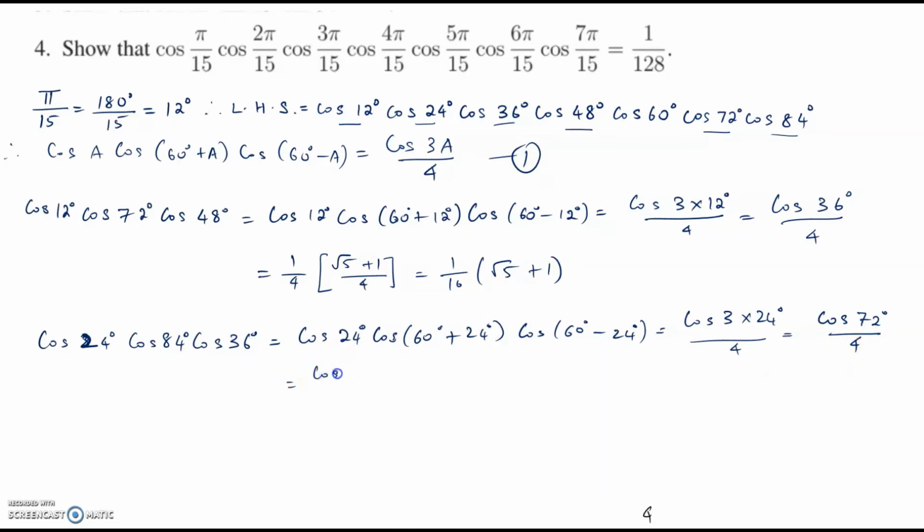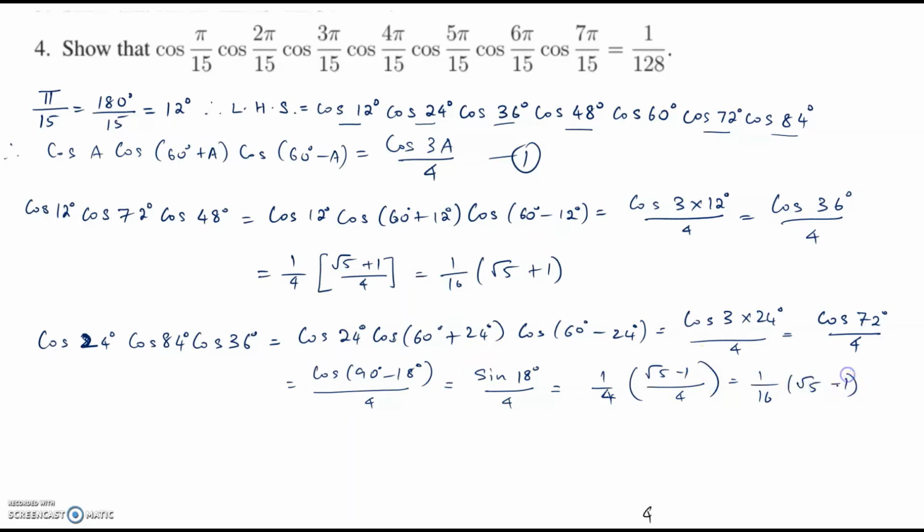So this becomes cos of (90 degrees minus 18 degrees) divided by 4, which is equal to sine 18 degrees by 4, and that's equal to 1 by 4 into (root 5 minus 1) divided by 4. That's 1 by 16 into (root 5 minus 1).